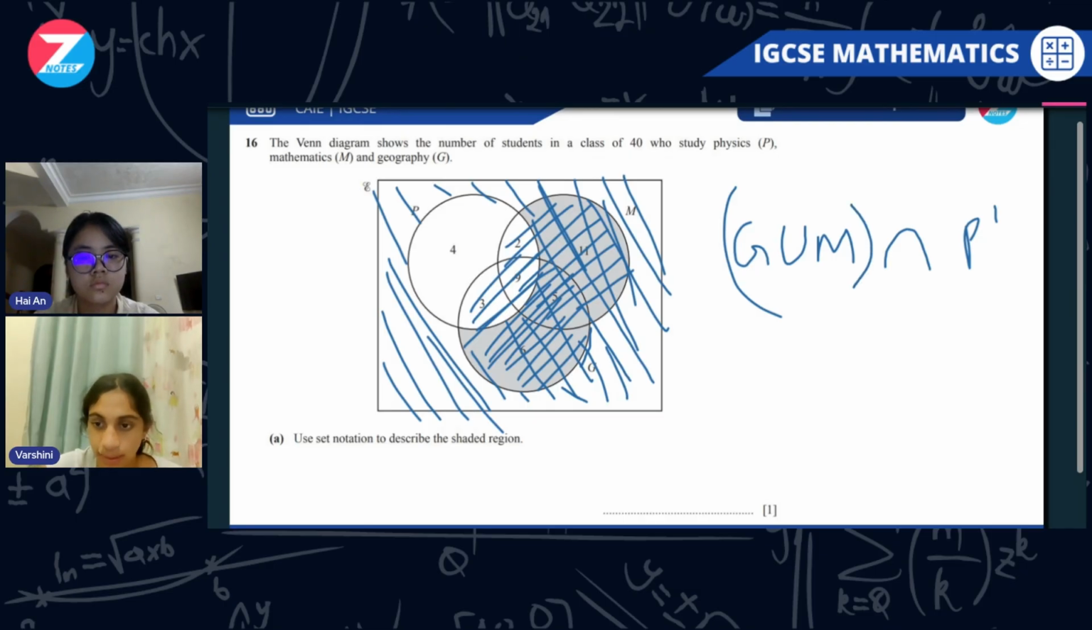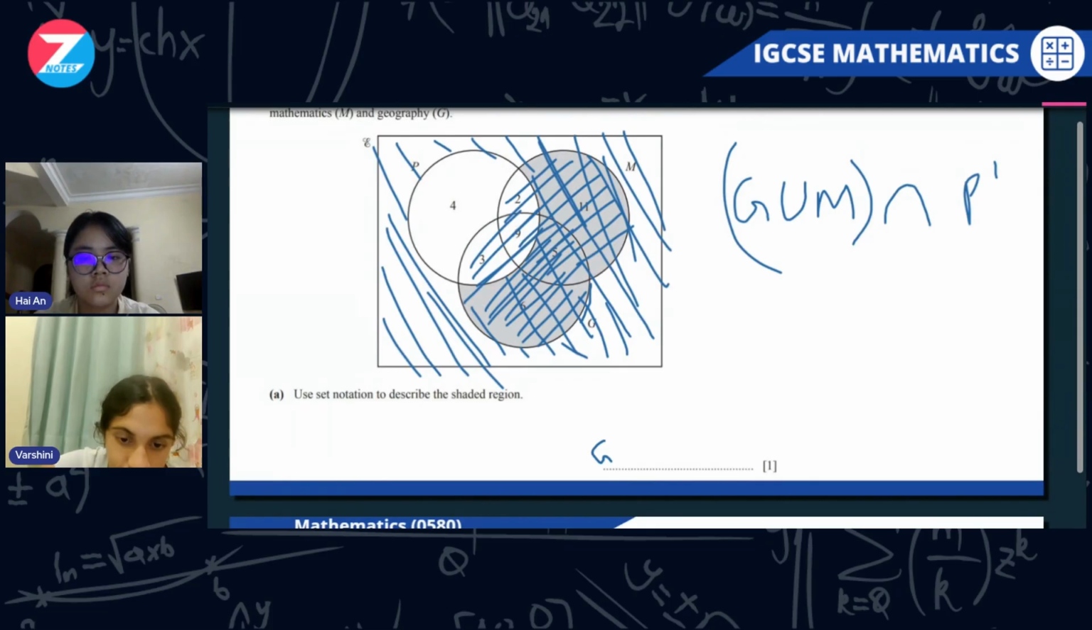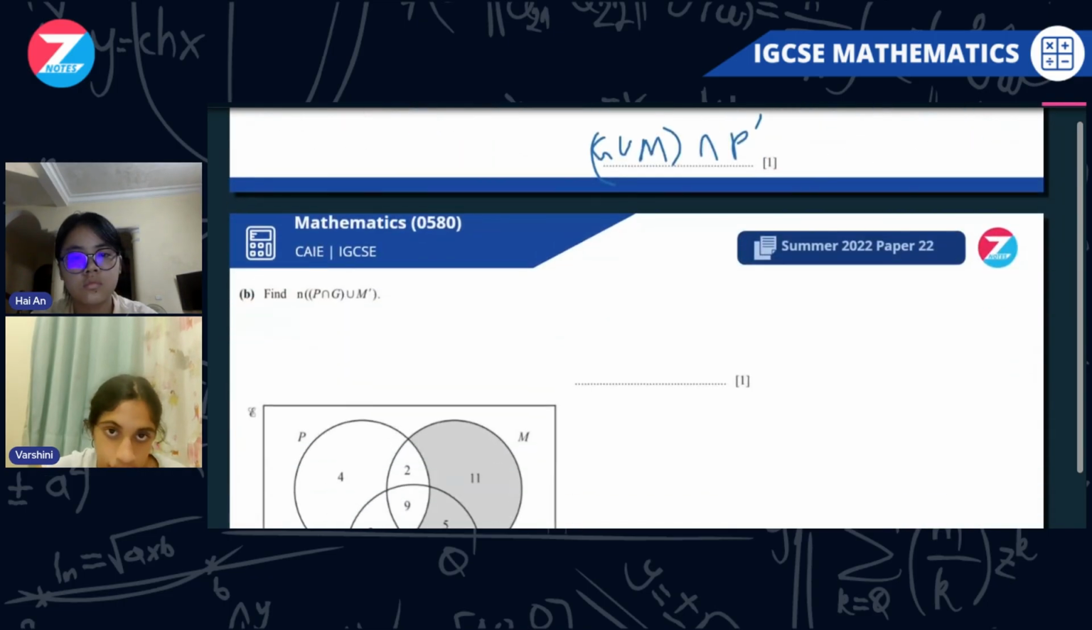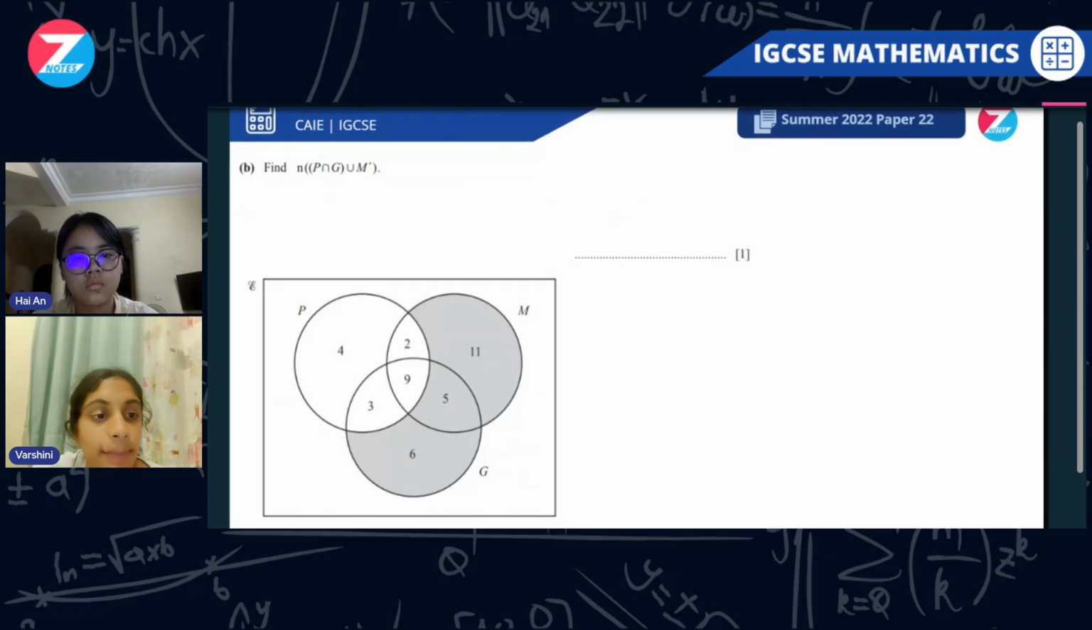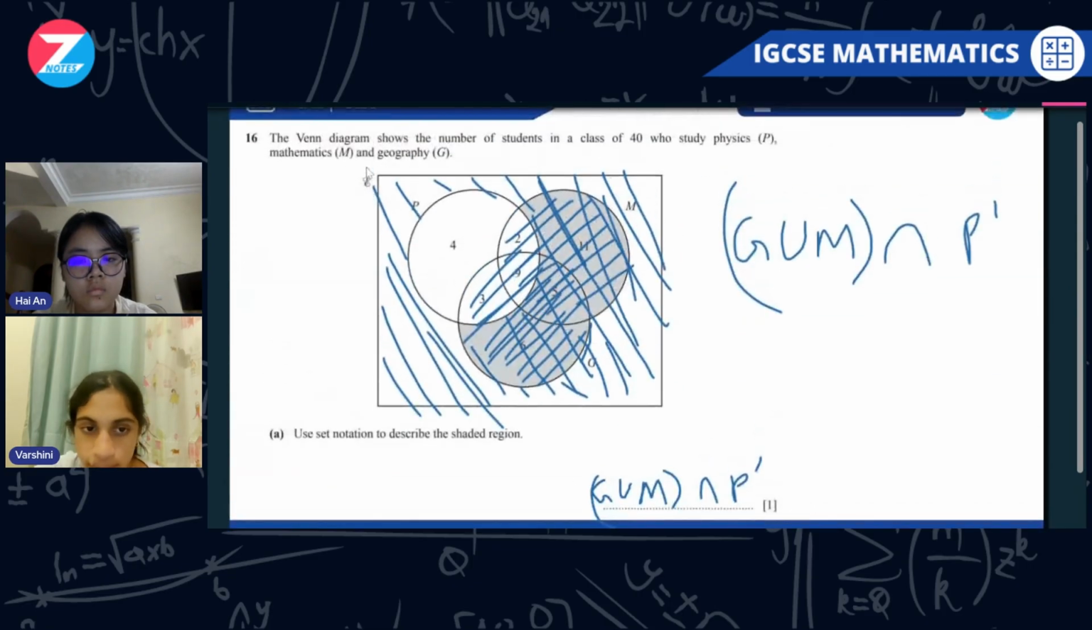And let's just add the brackets for extra clarity. So all we have to do is write this in set notation, that intersects with P complement. Okay, part B, find the number of elements that come in P intersection G, which also intersects with M complement.